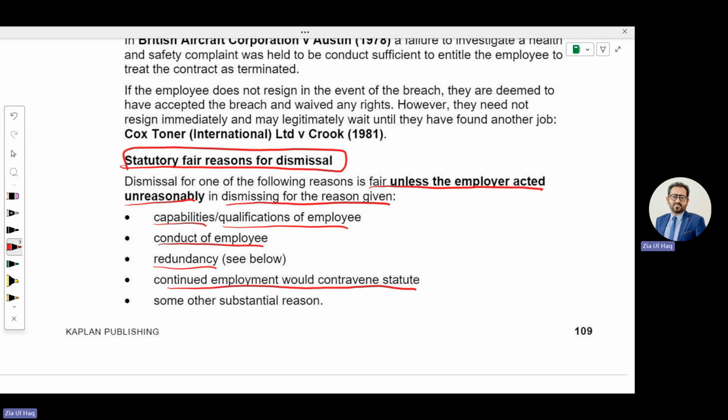So if that employment is contravening any of the law, the employer can dismiss. So this dismissal is fair because you cannot provide employment opportunities to convicted criminals. And some other substantial reason could be the employee performing negligently, not working properly. So these are the 5 fair dismissal reasons: qualification or capability, conduct of the employee, redundancy, contravening statute, and other substantial reason.